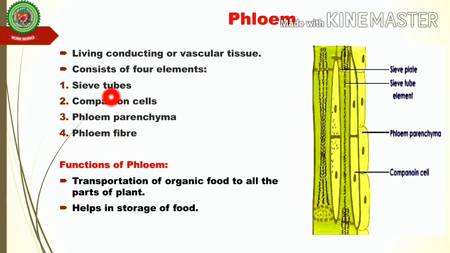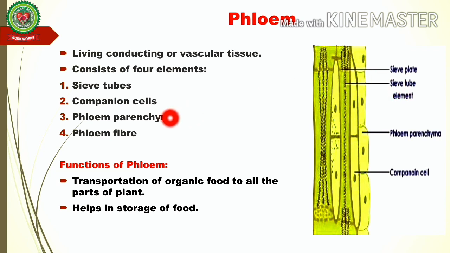What are sieve tubes? These are cylinder, tube-like structures made up of elongated, thin-walled cells placed end to end. The end walls of sieve tube cells are perforated by numerous pores called sieve plates. Now, what are companion cells? These are thin-walled and elongated cells attached to the lateral sides of the sieve tubes. These cells have very active cytoplasm and large elongated nucleus. These cells are living. They control the activity of sieve tube elements.